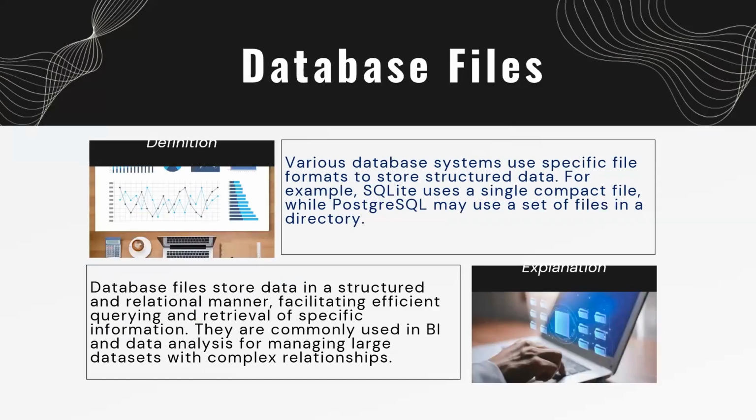Then we have database files. These are files from different databases. And note that various database systems use specific file formats to store structured data. For example, SQLite uses a single compact file, while PostgreSQL may use a set of files in a directory. Database files store data in a structured and relational manner, facilitating efficient querying and retrieval of specific information. They are commonly used in BI and data analysis for managing large data sets with complex relationships.